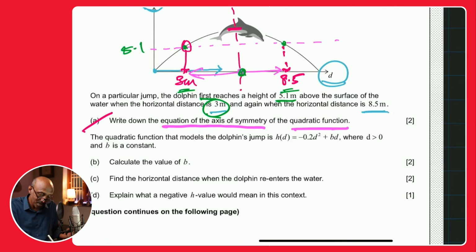It goes through the midpoint, which means no matter what the coordinates of the vertex are, the maximum height, the d coordinate, or the independent variable, is going to be the midpoint of 3 and 8.5.